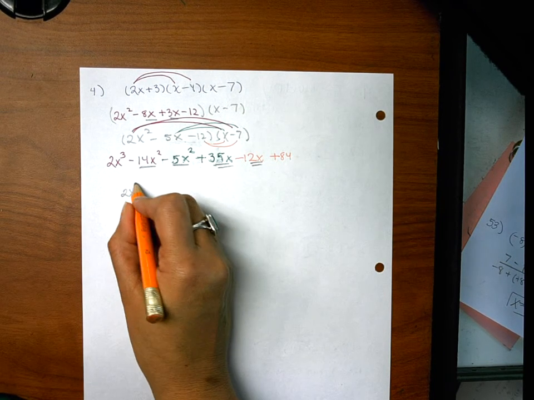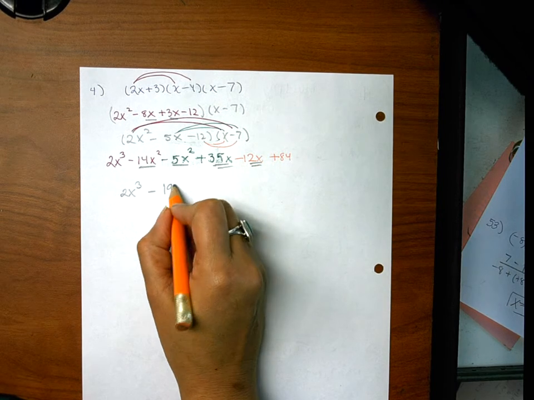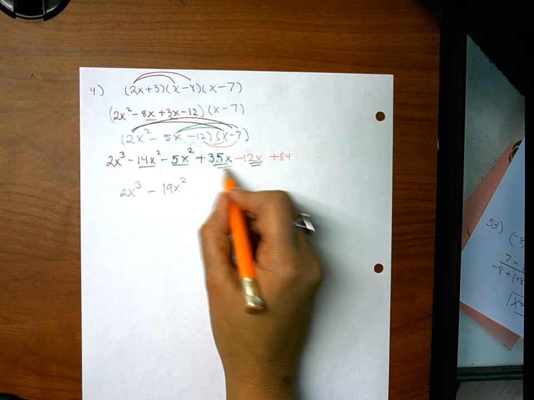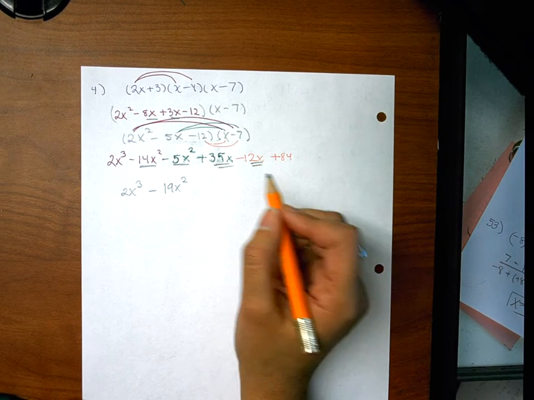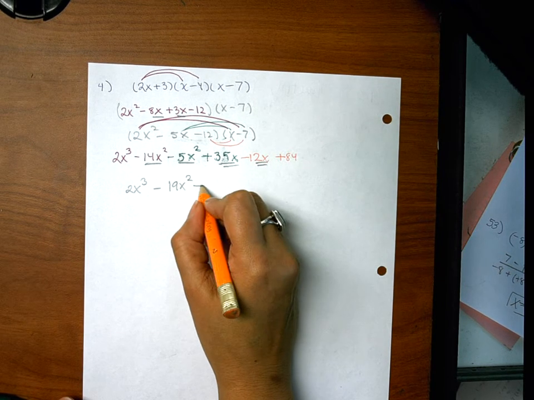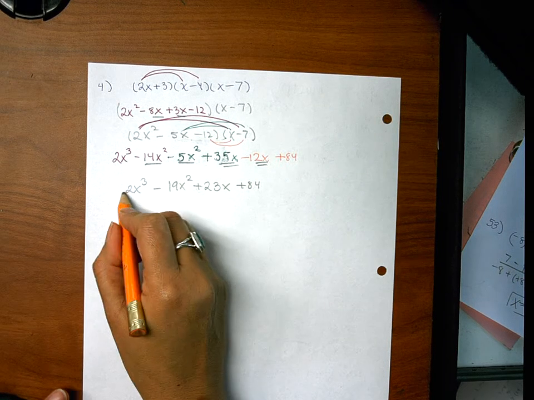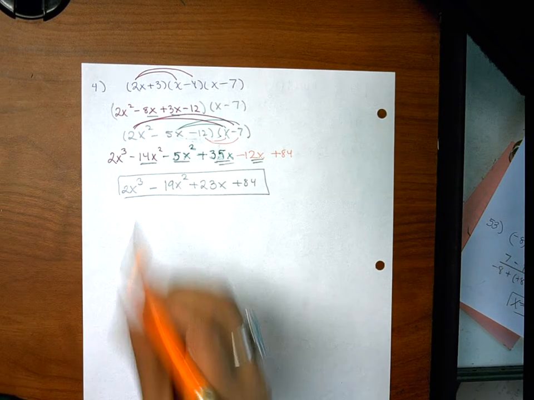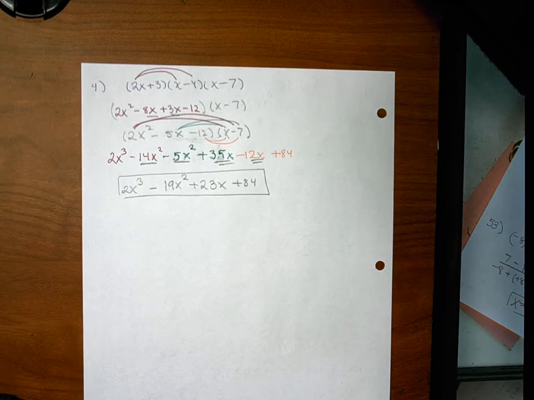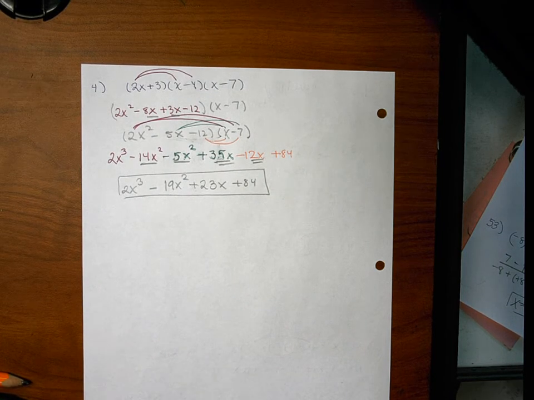We're ready to combine like terms. 2x cubed minus 19x squared. 35x, take away 12x, or you can read that as 35x plus negative 12x is positive 23x. 84 is at the end, and that there is your final answer. And that is it for this lesson.